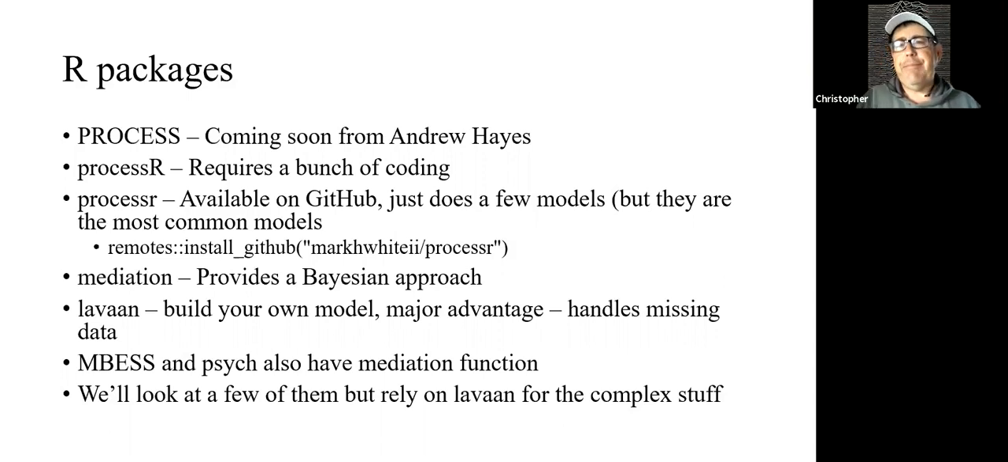The mediation package provides a Bayesian approach. Lavaan, which we saw when we talked about confirmatory factor analysis and structural equation modeling, is another very useful package. We're going to build our own model. A big advantage of Lavaan is that it handles missing data really easily, which is why for most things I'm going to use that as the go-to package. And then the MBESS and psych packages also have mediation functions. So there's a lot of ways to do this. We'll look at a few of these different packages, but we'll really rely on Lavaan for the most complex stuff.